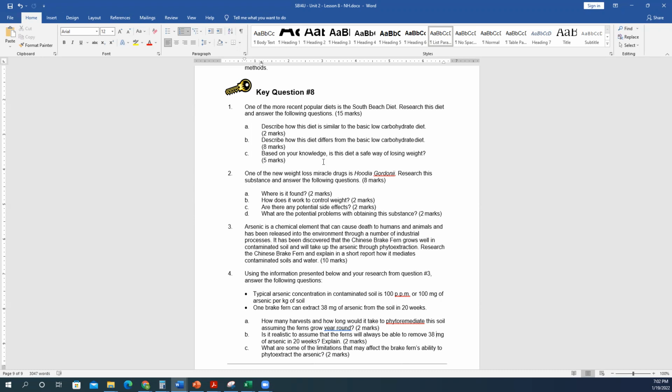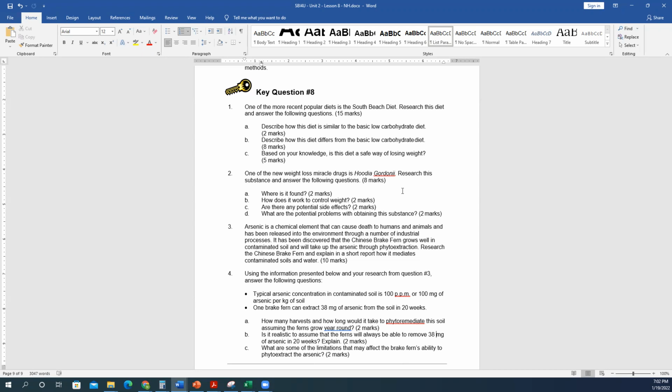Question number 2 says that one of the new weight loss miracle drugs is called Hoodia Gordonii. You were asked to research this substance and answer some of the questions. Where is it found? How does it work to control weight? What are the potential side effects from it? And what are the potential problems about obtaining this substance?